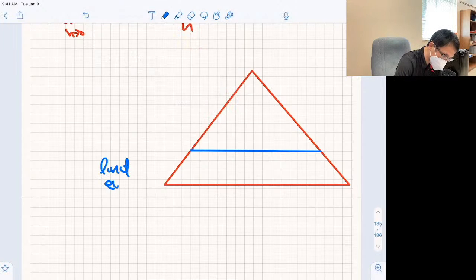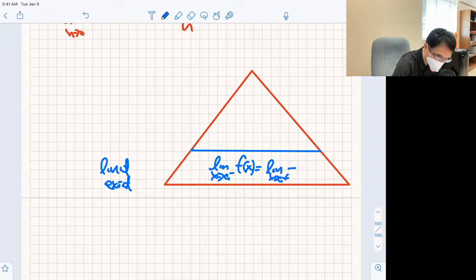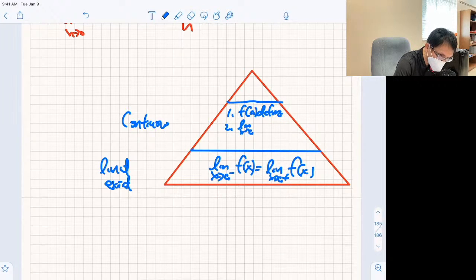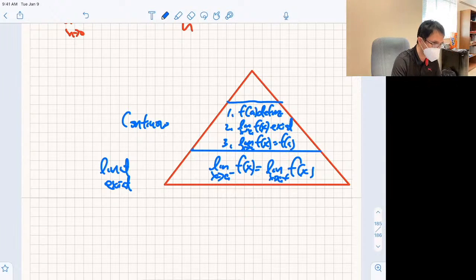Limit exists, right? Is the limit as x approaches a from the left of f of x equal to the limit as x approaches a from the right of f of x. The middle part is continuous. Continuous means, one, f of a is defined, because that was on the last test. Two, the limit as x approaches a of f of x has to exist, which is the bottom layer. Three just says the limit as x approaches a of f of x has to equal f of a. So one and two have to equal each other.